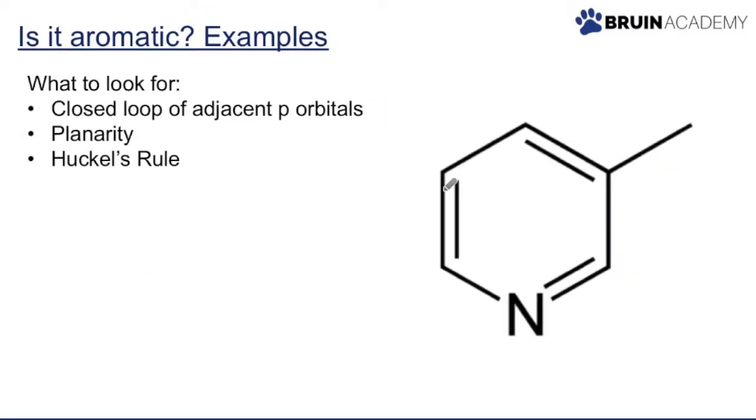Let's test out this molecule now. We have a methylpyridine here, and we're going to look for, again, that closed loop of p orbitals. We do indeed have that. And we have a p orbital here where these lone pair electrons are. Don't forget the lone pair electrons. So we do have that. We do have planarity, a similar structure to benzene here, and then Huckel's rule.